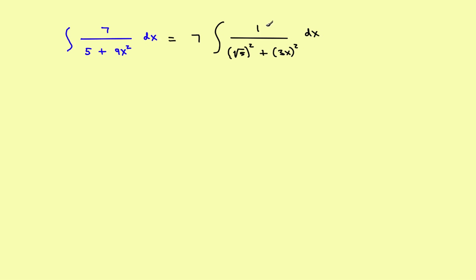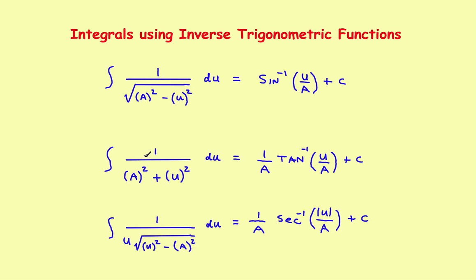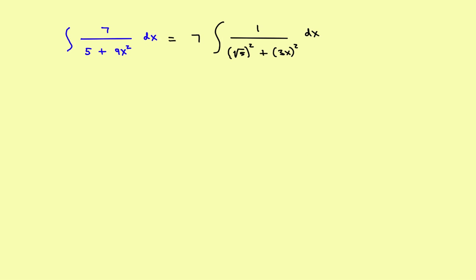So what this does, it gets it into, let's see, which form now. You've got 1 over something squared plus something squared. So look back at your formulas, and the one that seems to agree is this one right here. So 1 over something squared plus something squared is going to turn into an inverse tangent, and we'll use this formula right here. But again, you're going to have to do u substitution.